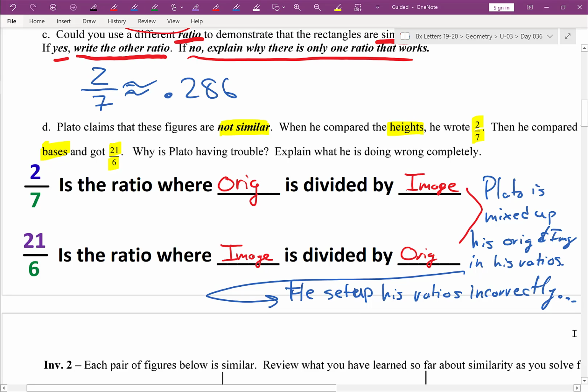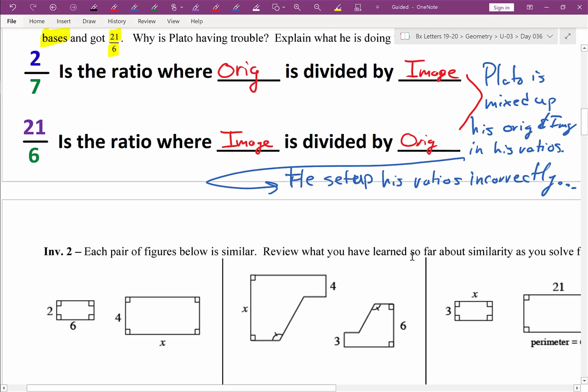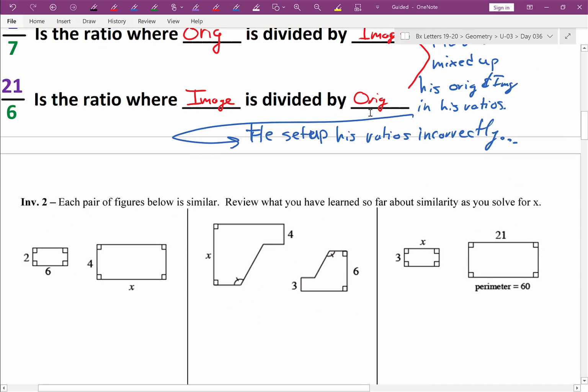Man, Plato, what are you doing? You should go back and talk to Thales and Euclid, that's the one. Study some more geometry. Get your head out of the clouds, like Euripides said. Oof.